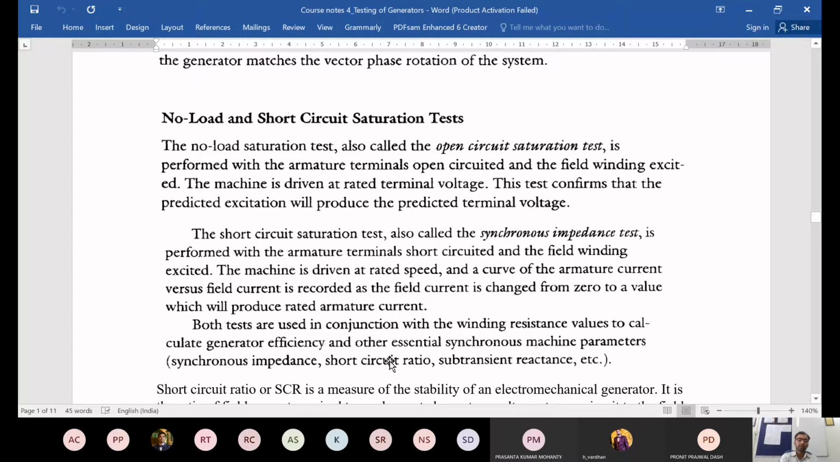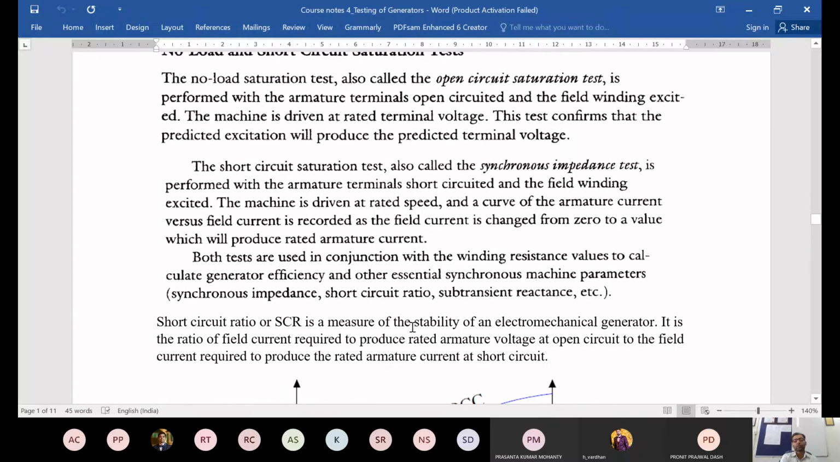Short circuit ratio is another term which I just put here for your understanding. Short circuit ratio, or SCR in short, is a measure of the stability of an electromechanical generator, and it is defined as the ratio of the field current required to produce the rated armature voltage at open circuit to the field current required to produce the rated armature current at short circuit.